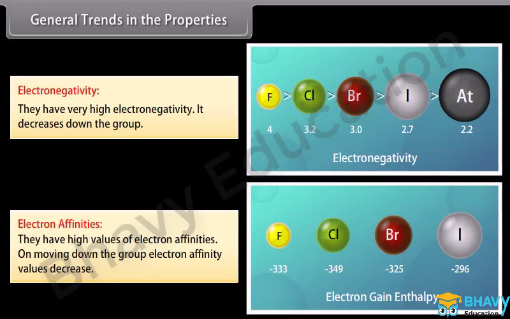In a compact 2p subshell of fluorine, the added electron does not feel much attraction, resulting in low value of electron affinity.